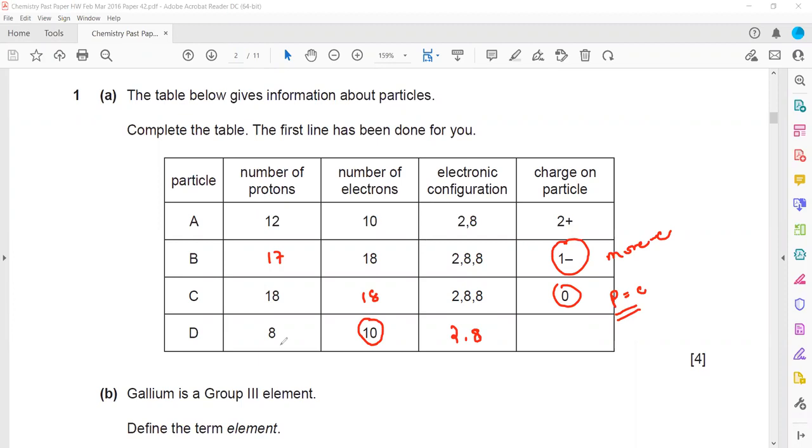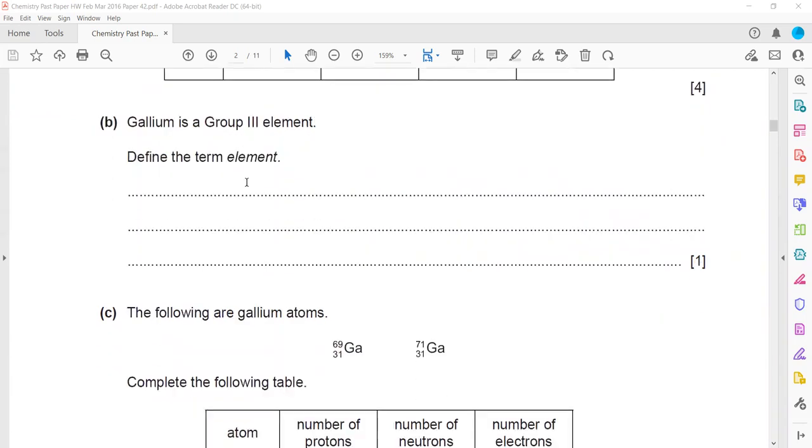Then the charge on the particle, how to identify the charge on the particle? There are 8 protons and there are 10 electrons, so 2 electrons are extra. So we can say -2 or you can say 2 minus. That's the same thing, it does not make a difference. If protons are more, it will be positively charged. If electrons are more, it will be negatively charged. Then group 3 element is there.